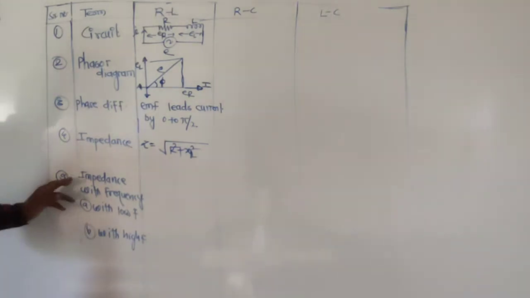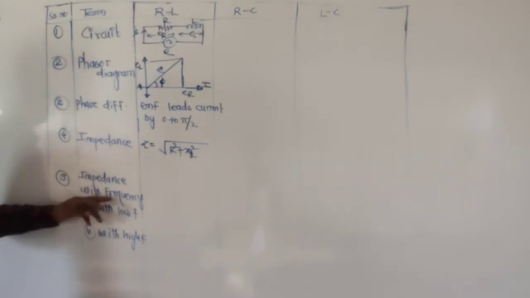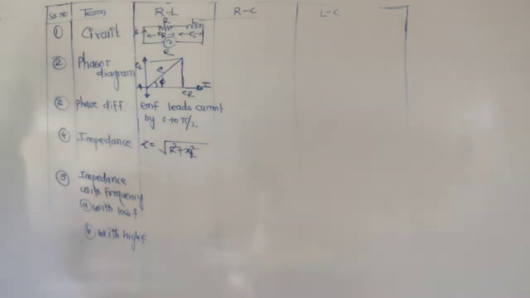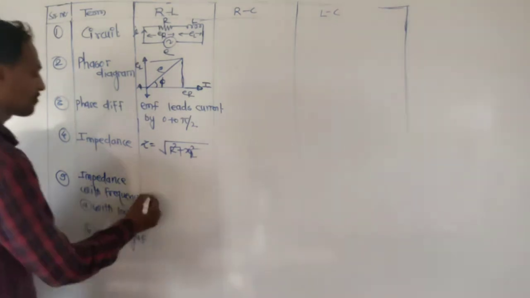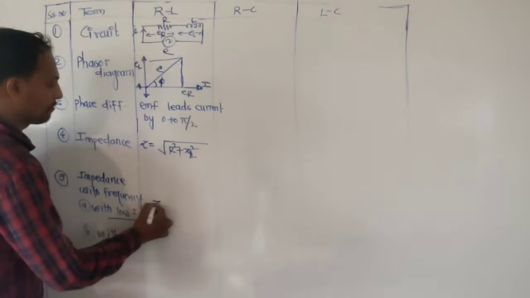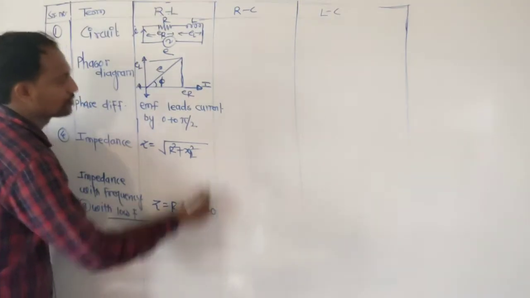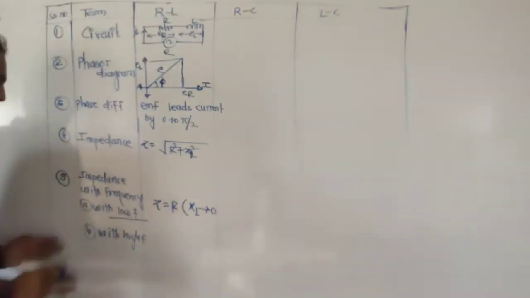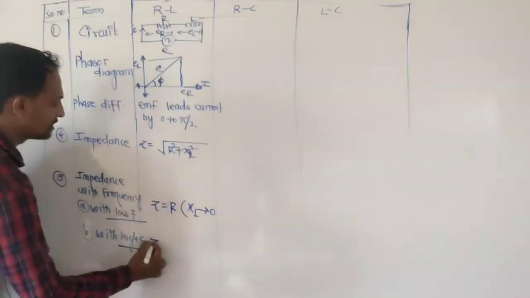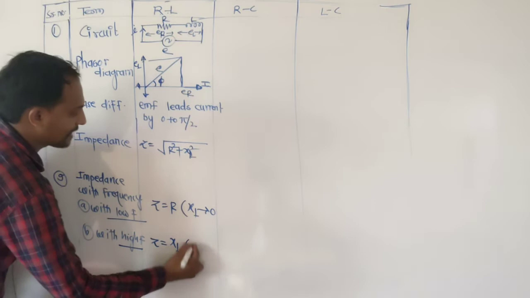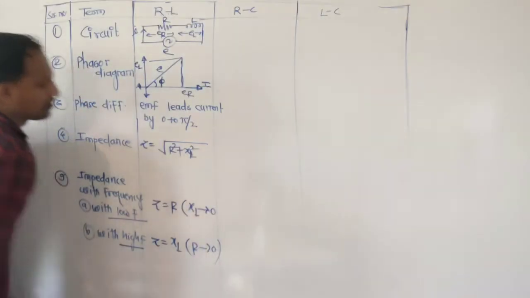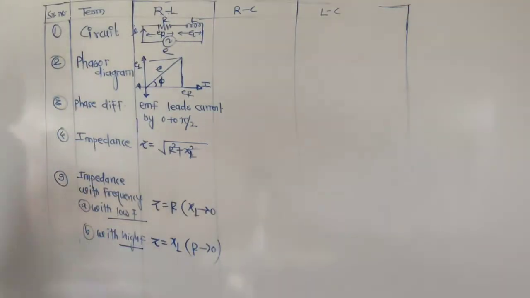Here the fifth term we have to discuss is impedance with frequency. When frequency varies, impedance also varies. So how does the impedance vary? At low frequency impedance is equal to R, because at low frequency XL is equal to 0 for this circuit. And for high frequency Z is equal to XL, and R is negligible. So this is the variation of impedance with low frequency and high frequency.